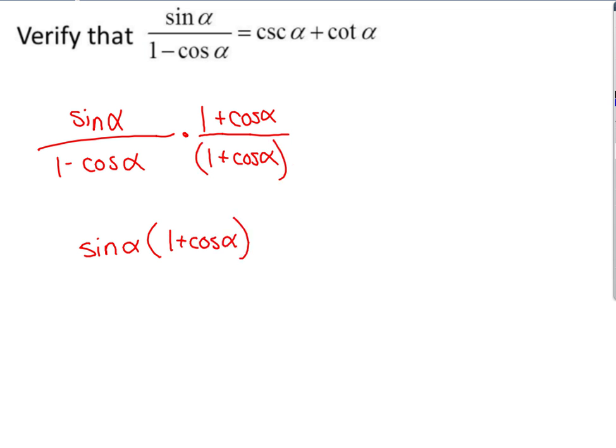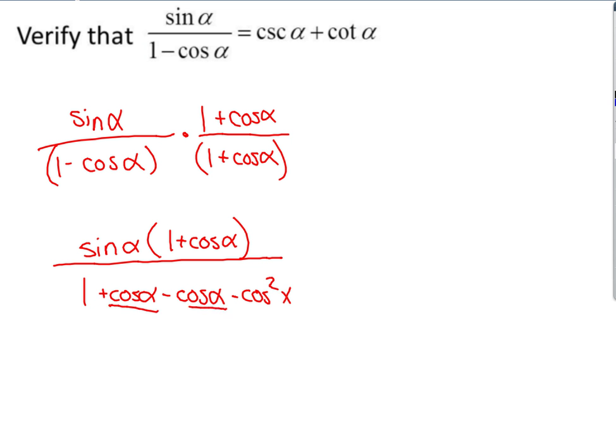In the denominator, we have a binomial times a binomial again. So if we FOIL, first gives me 1, outside, inside, and last. If you notice, we have a positive and a negative cosine, so those are just going to cancel. So I'm left with 1 minus cosine squared of alpha.